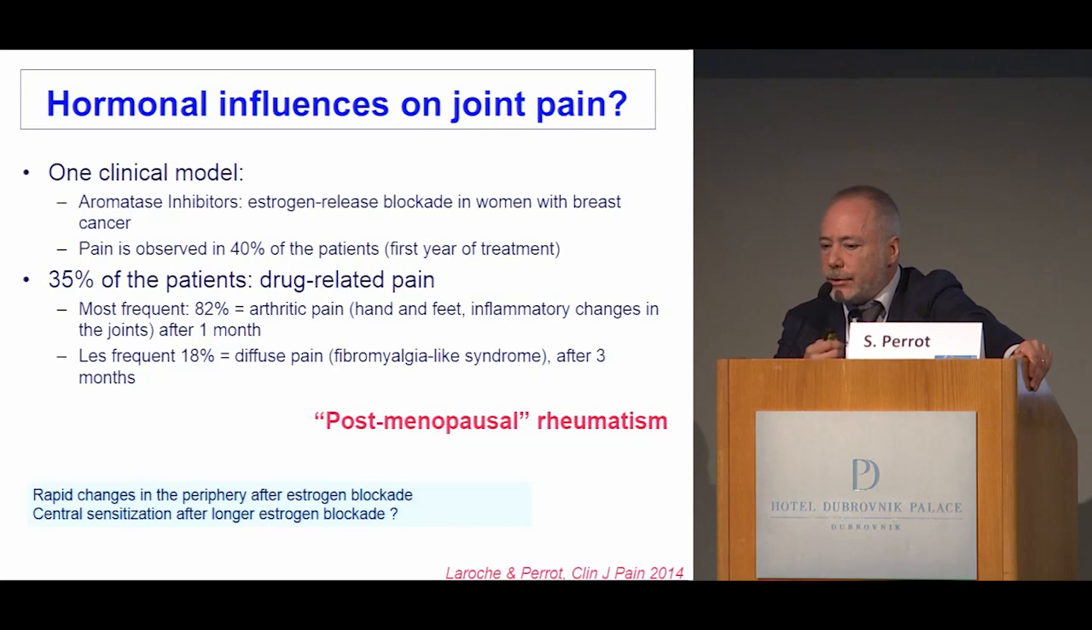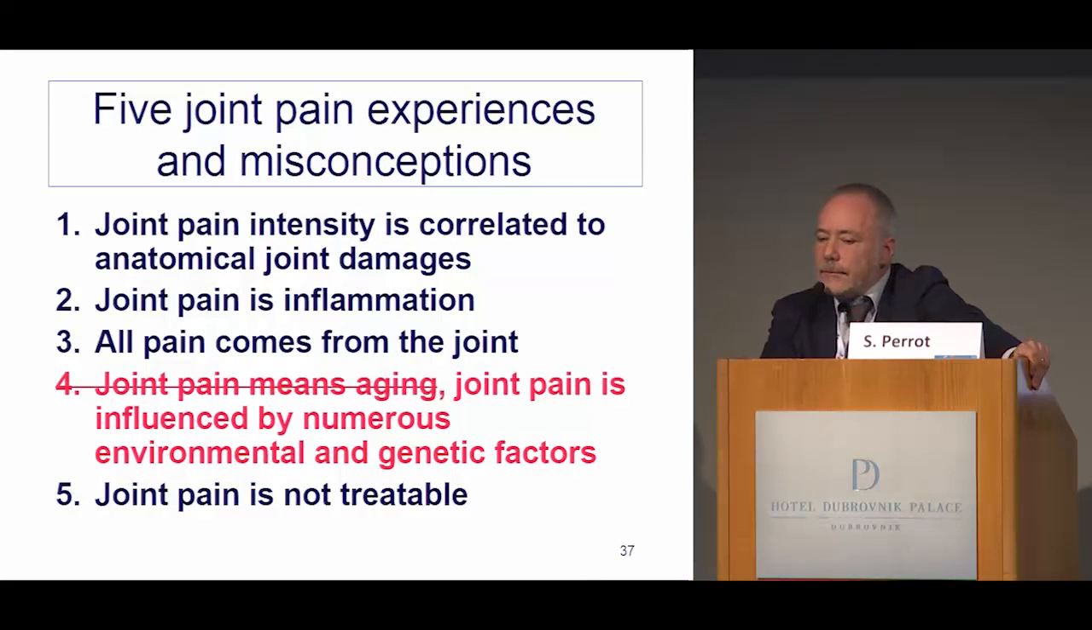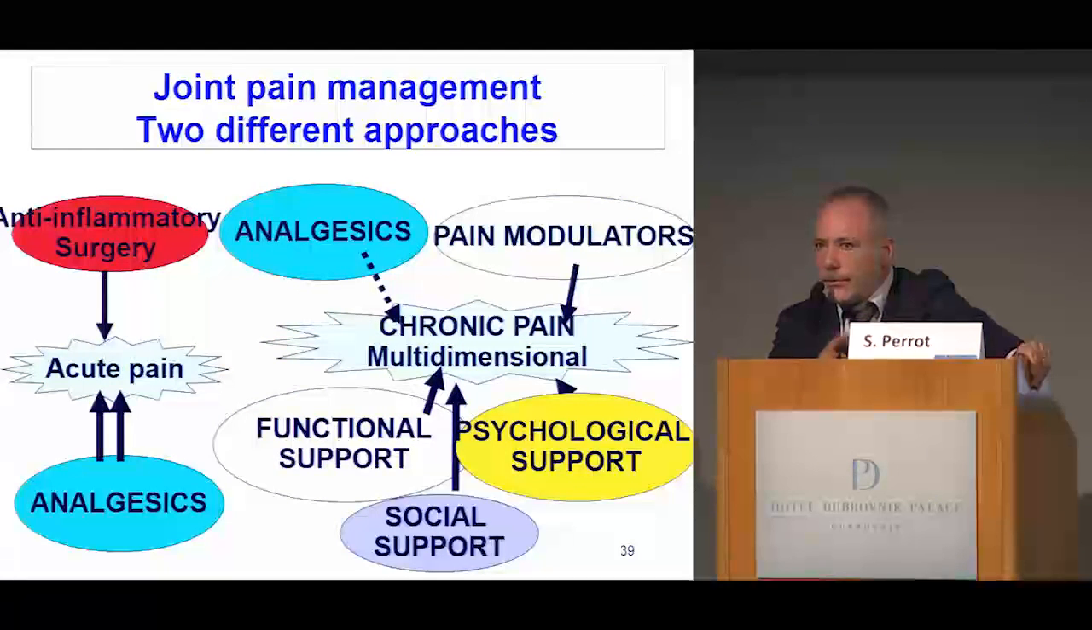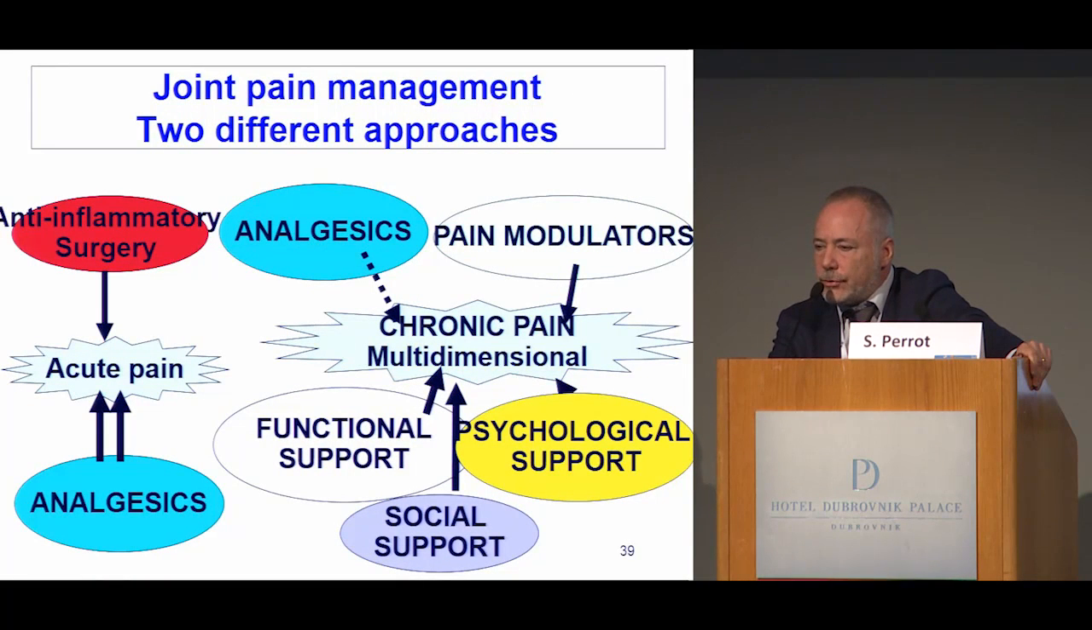And for rheumatologists, we have known for a long time about postmenopausal rheumatism that occurs during the menopausal period. The last thing to consider is that for many patients, joint pain is not treatable. There's such a kind of fatality for many patients when being treated by physicians for joint pain. And in fact, we should consider that there are 2 different approaches.